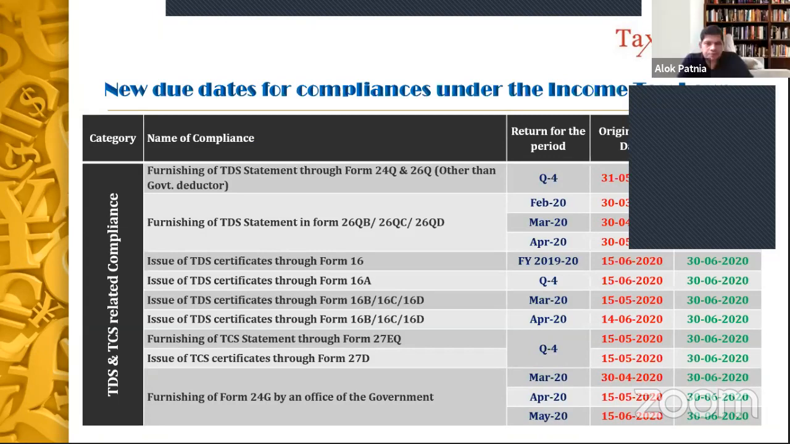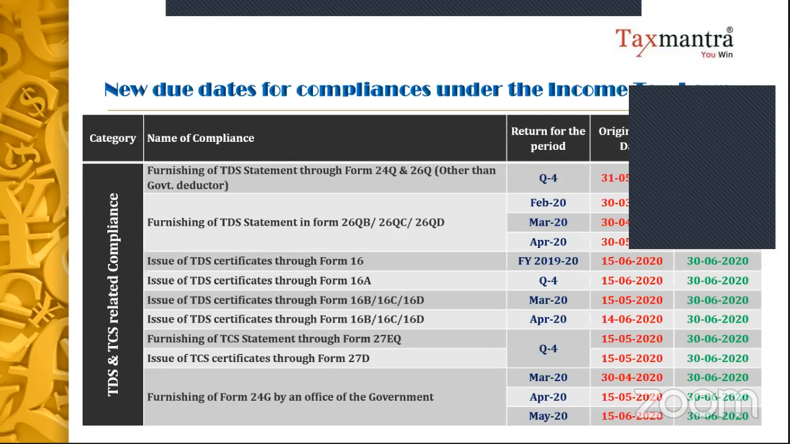And the next section is Form 16 and 16A, the TDS certificate, whose due date was 15th of June. It also has been extended till 30th June. Now we can generate the TDS certificate for the Q4 period and for the financial year 19-20 through Form 16 or Form 16A by 30th June, which was earlier 15th of June.